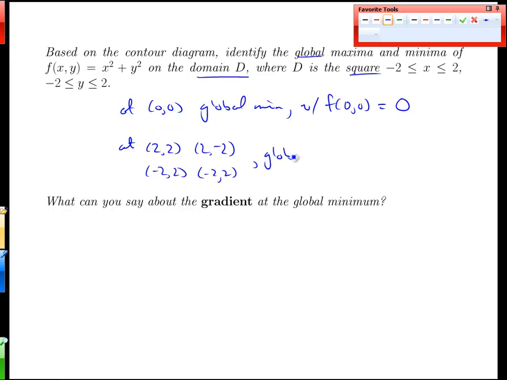These are all global maxima. They all share the same height, the same f equals 8 value. Going back to the idea of contrasting the points that are natural minima or maxima versus those that are imposed by the boundary, consider the global minimum, that point at the center.